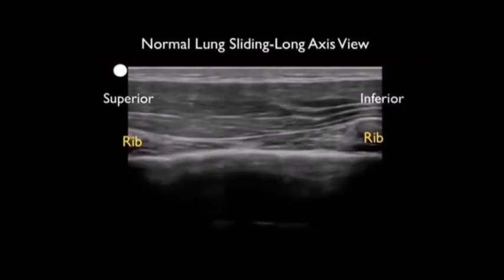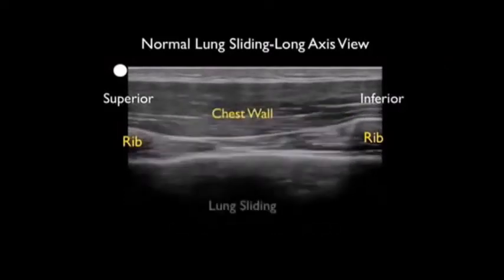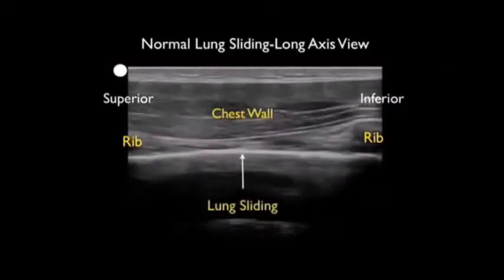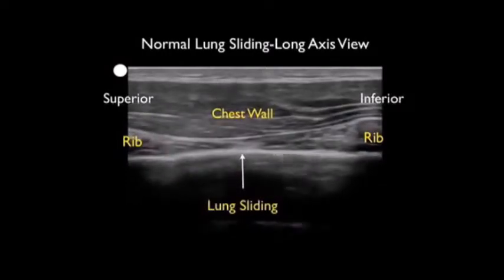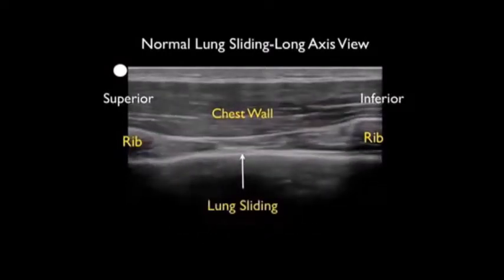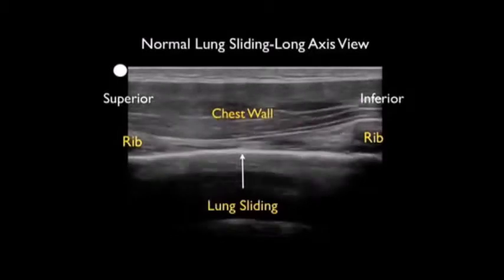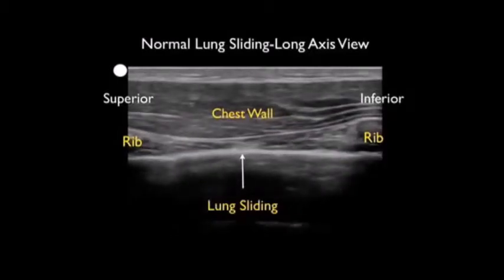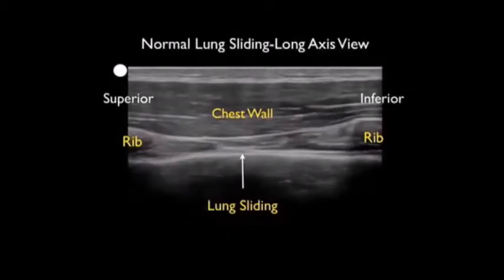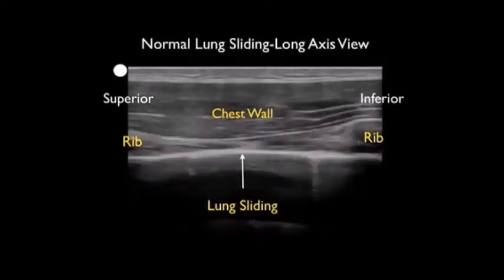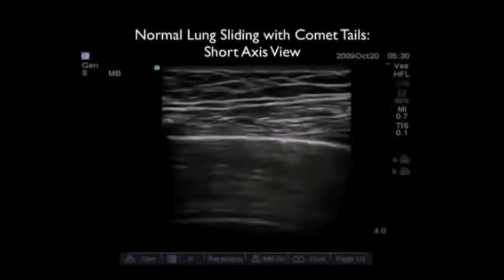Here we see more dramatic comet tails coming off the shimmering parietal and visceral pleura. In this patient, we see the comet tail shooting off the back, telling us that this lung is up and there's no pneumothorax. So vertical lines coming off the back of the pleura always mean that the lung is up and are always a good sign on lung ultrasonography.